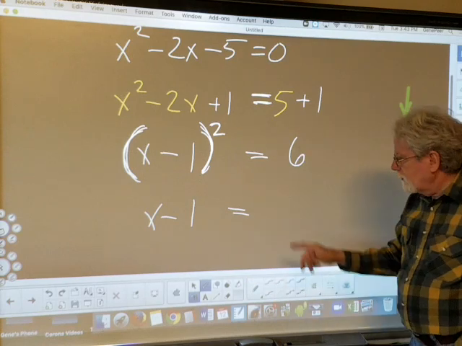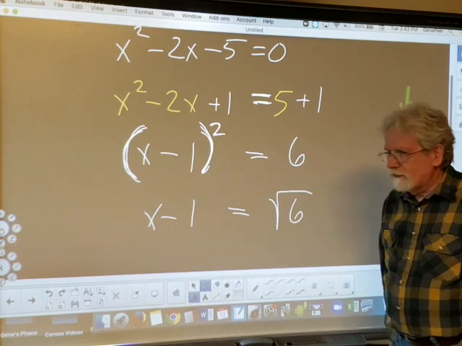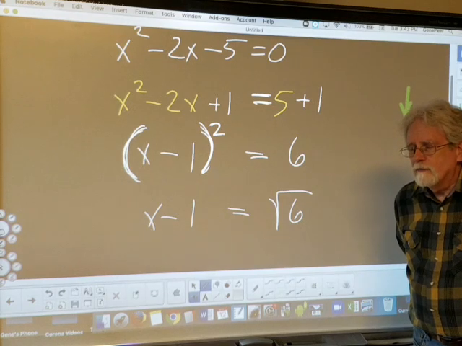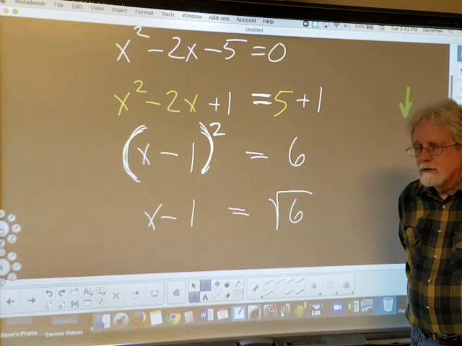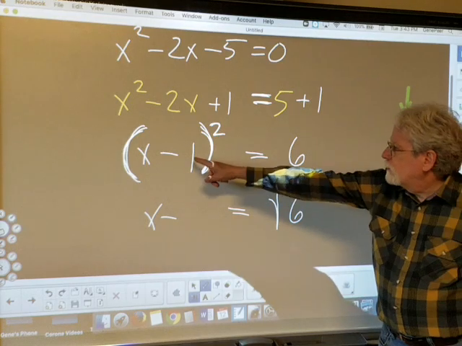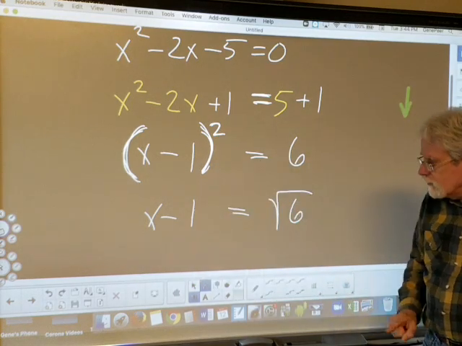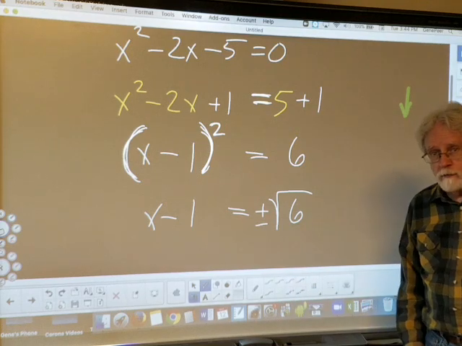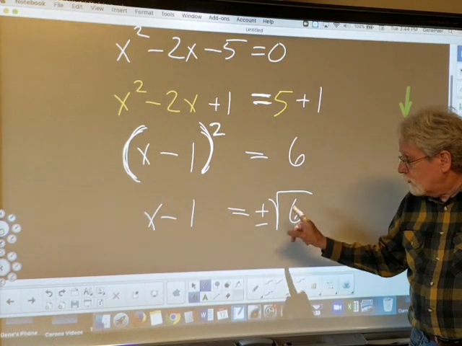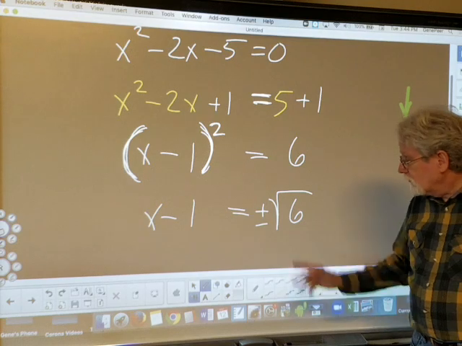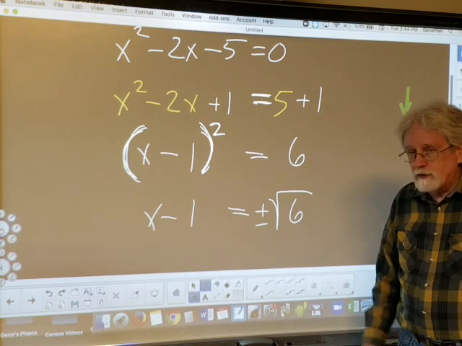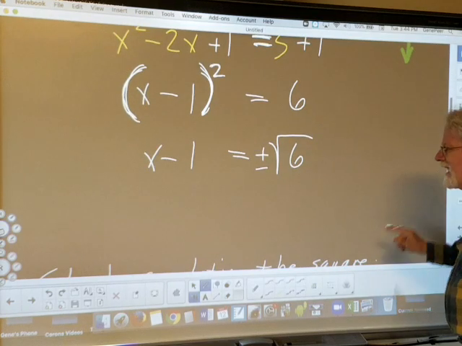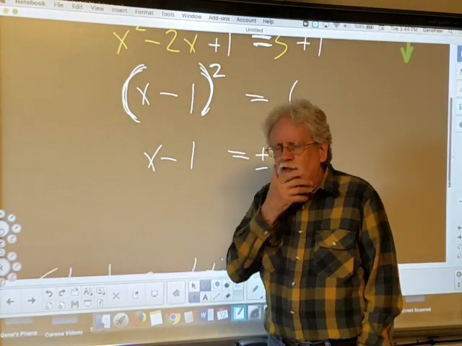Square root of 6 is, and once again, what tragic mistake did I just make? When you take the square root of both sides of an equation, you must take into account both the positive and the negative square roots. That is required. That is not optional. That must be done. But I don't have x quite by itself yet. So my last little detail, I've got to get rid of that minus 1.